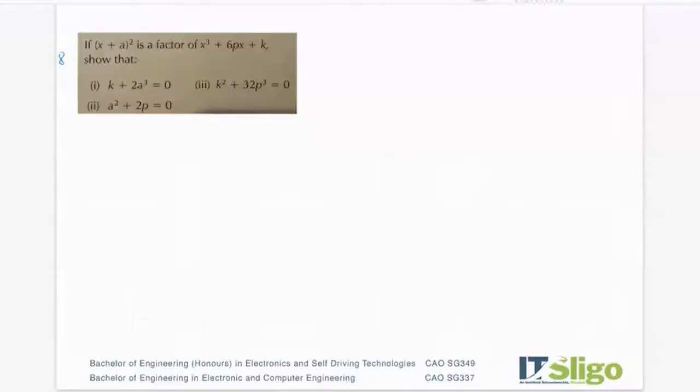All right, let's have a look at question 8. If (x + a)² is a factor of x³ + 6px + k, show that 1. k + 2a³ = 0, 2. 2a² + 2p = 0, and 3. k² + 32p³ = 0.